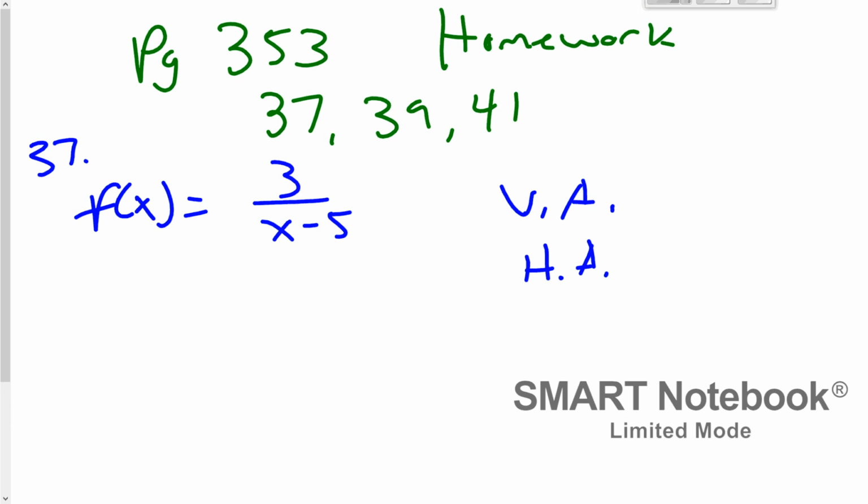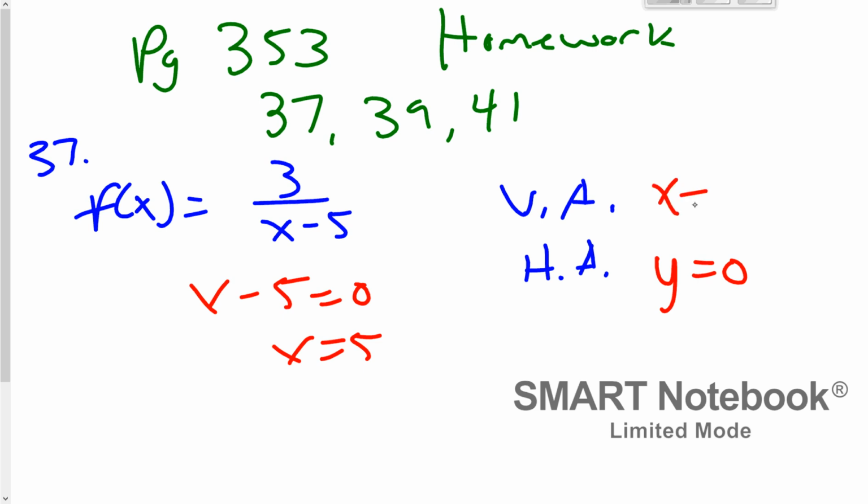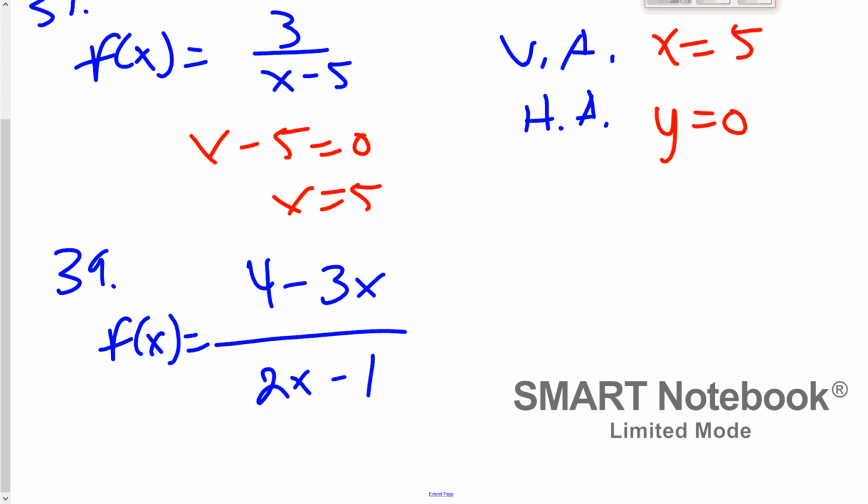Okay, so I'm asked to find the vertical asymptote and the horizontal asymptote, or the oblique asymptote if there's no horizontal. Okay, so the denominator is bigger than the numerator, so that is y equals 0 for the horizontal. Vertical, set the denominator equal to 0, so that means x equals 5. I have no common factors to cancel, so x equals 5 is a vertical asymptote. So there's 37.